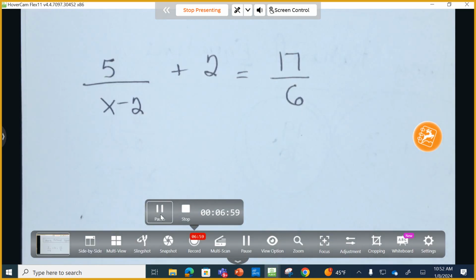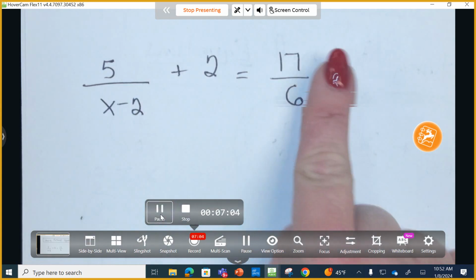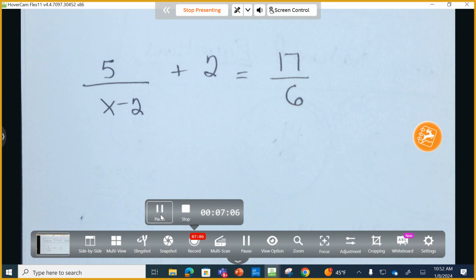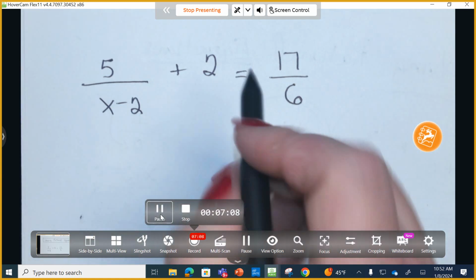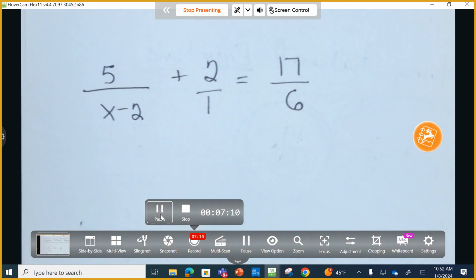This is example number 2. So I see 3 different groups called terms. There are 3 different terms here, but I only see a denominator for the first term and the third term. If you don't see a denominator, always put a 1 underneath.